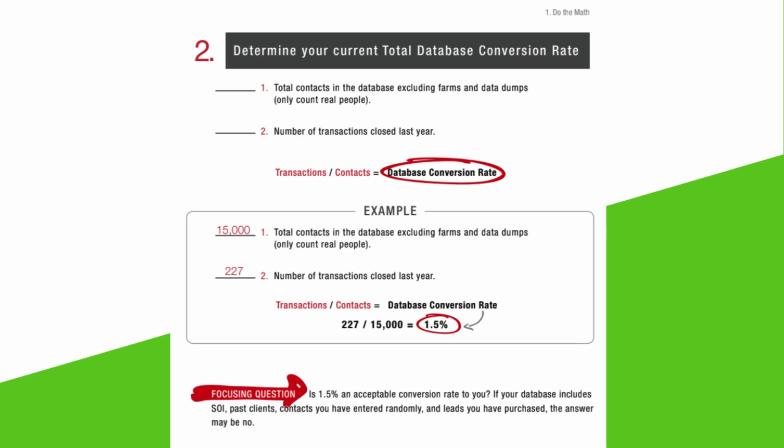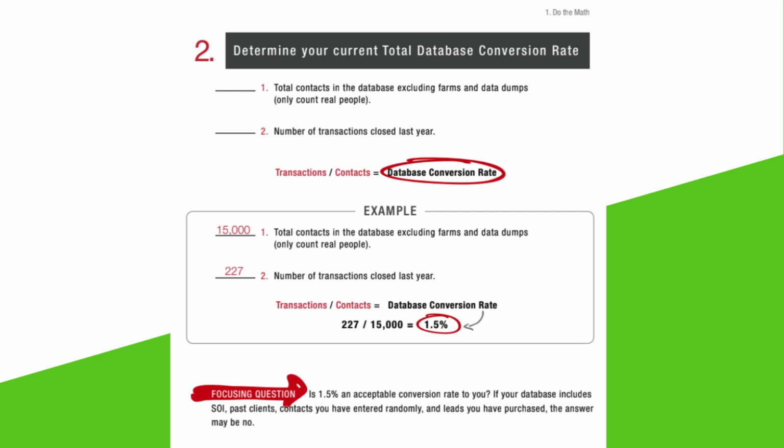Now the question becomes, is that an acceptable return? If we're coaching with an agent, and I'm just going to make something up, we ask, what's your goal for 2024? I want to close 50 transactions. Awesome. What did you close last year? I closed 20. Okay, great.